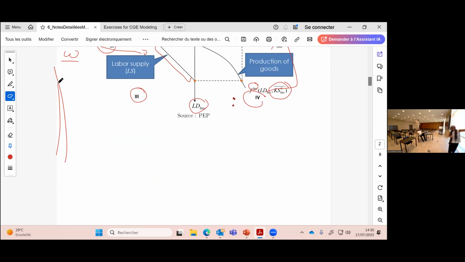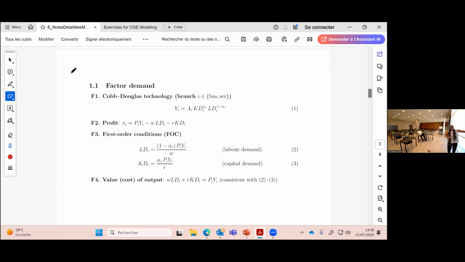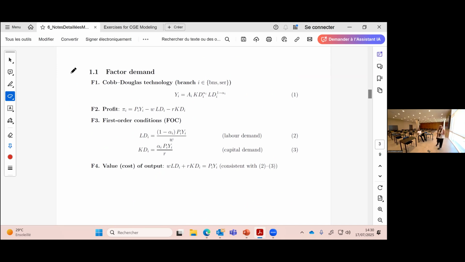Okay, we continue. Here we see the same model function that we saw yesterday. We decide to have a Cobb-Douglas technology with productive factors, demand of capital, labor demand, and we have a profit function. Then Y for each sector, i is the sector, services or goods. Then you have two functions of production. Here you have two equations.